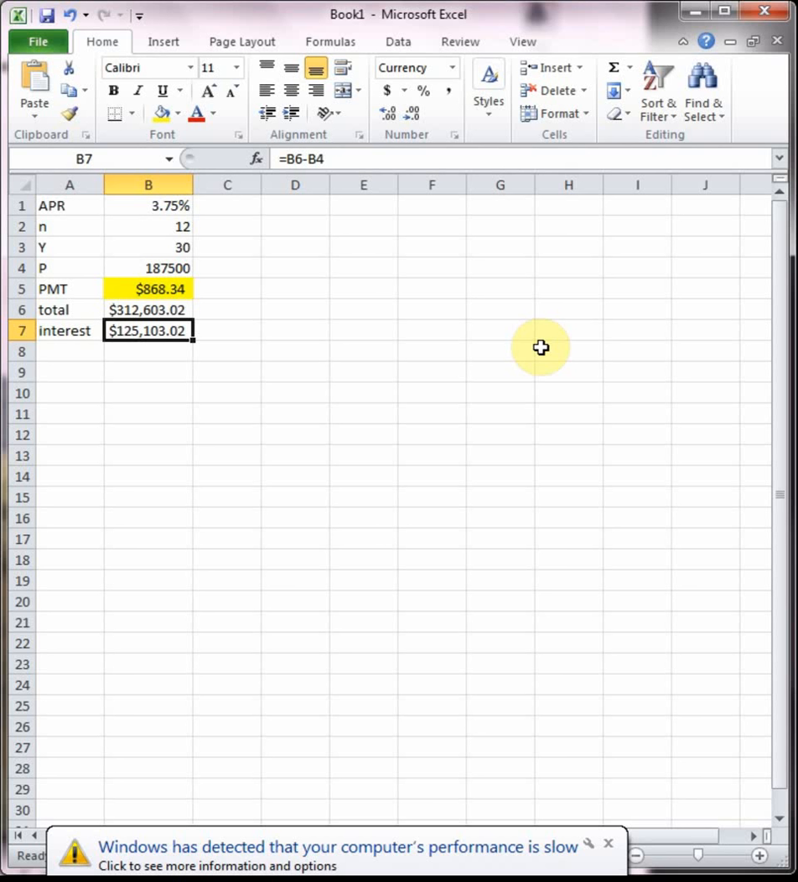Looking at the next example, it says Ricky and Nadia decide they would like to make payments of $1,000 a month on their loan.